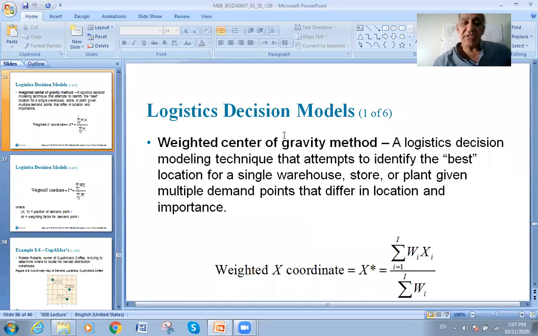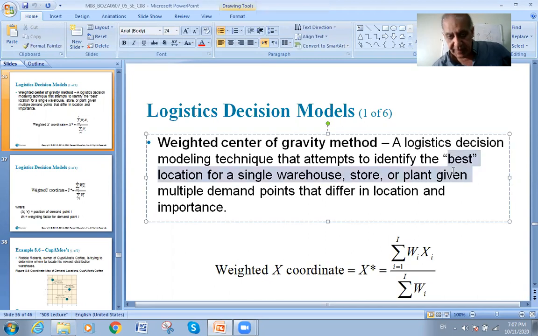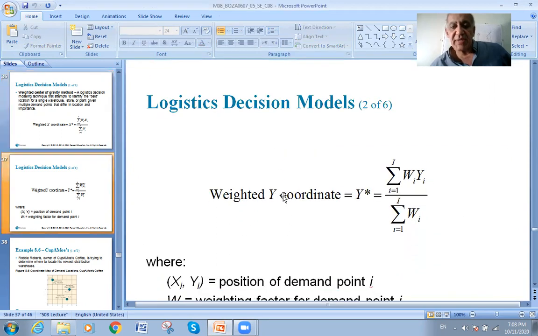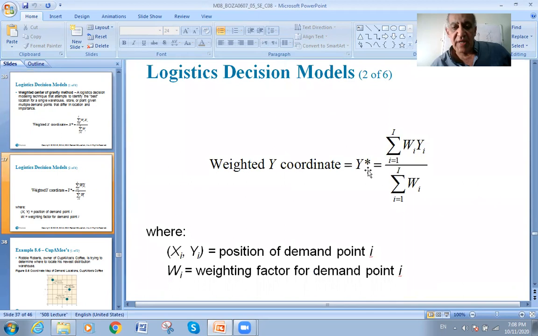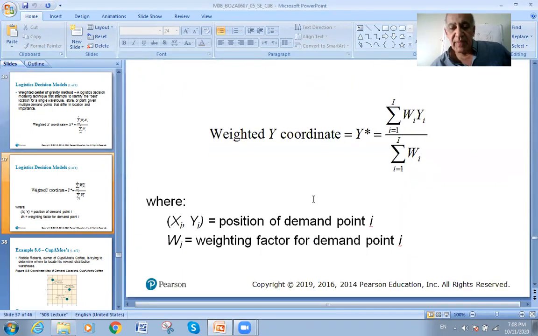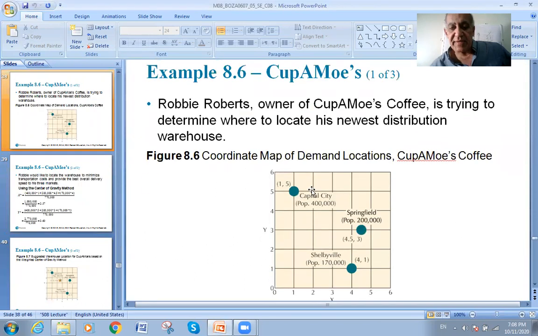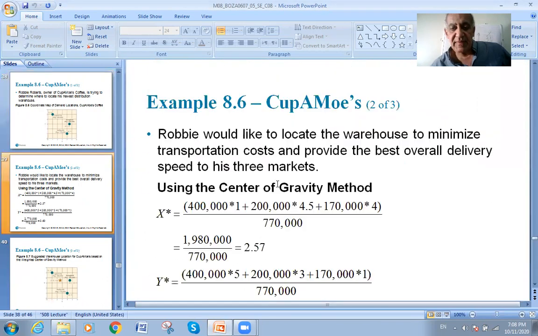Here you see logistic decision models, the weighted center of gravity method. A logistic decision modeling technique that attempts to identify the best location for a single warehouse, store, or plant given multiple points that differ in location and importance. So as an example, like you see here, the y coordinate will be multiplied by w, and x the same thing. Okay, let's see an example here.